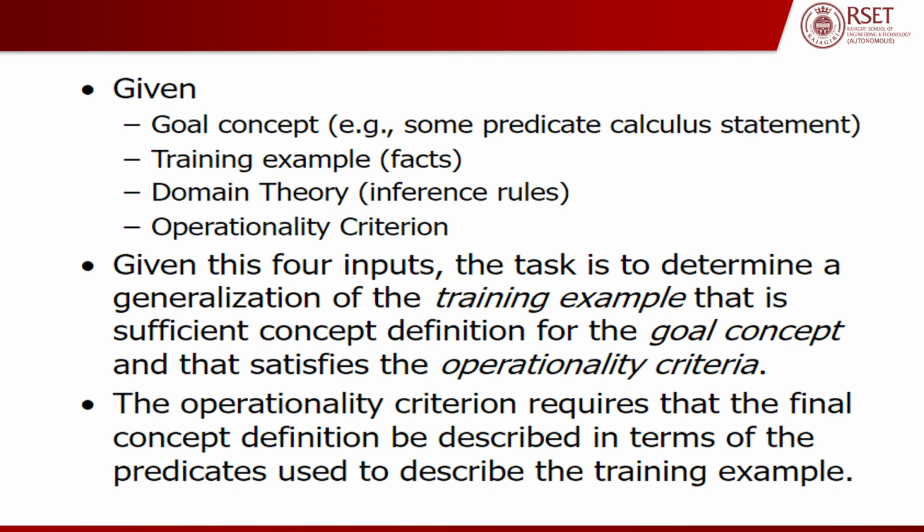In this case, we have four inputs: goal concept, training example, domain theory, and operationality criteria. Training examples are the facts, domain theory is the set of inference rules, and for the goal concept we will have some predicate statements. So the task is to determine a generalization of the training example that is a sufficient concept definition for the goal concept and that satisfies the operationality criteria.